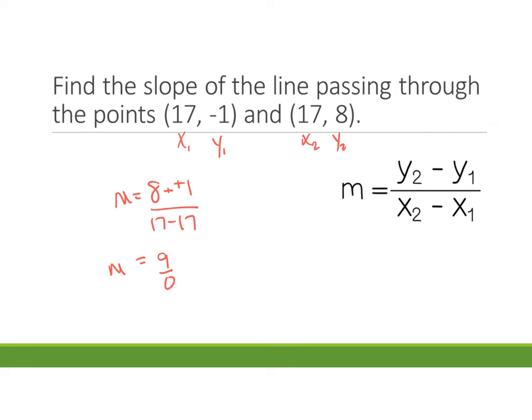Okay, now, keep in mind our math rules. You cannot divide by 0, that's not possible. So this would be an undefined slope. So if 0 is in the denominator, it is undefined.